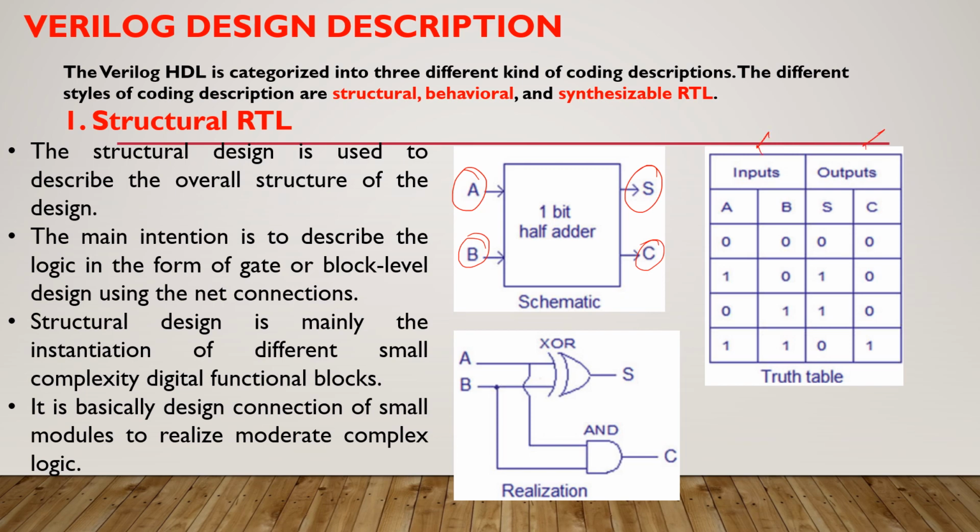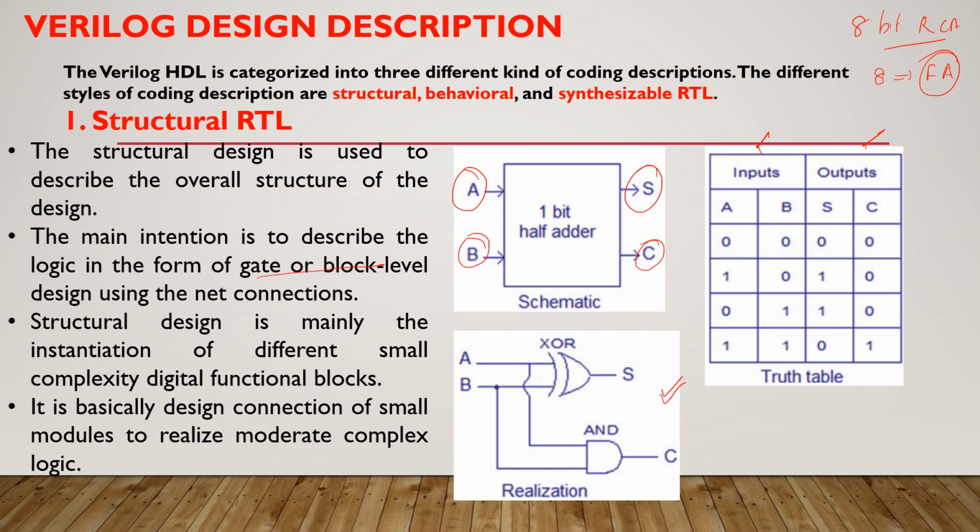Here the main intention is to describe the logic in the form of gate or block level. Gate level is also called structural level. Block level means, suppose you want to design an 8-bit ripple carry adder; at that time we have to write the structural method. In that we call the full adder 8 times. Only one time you write the full adder program, but you call that full adder program 8 times. That is called instantiation.